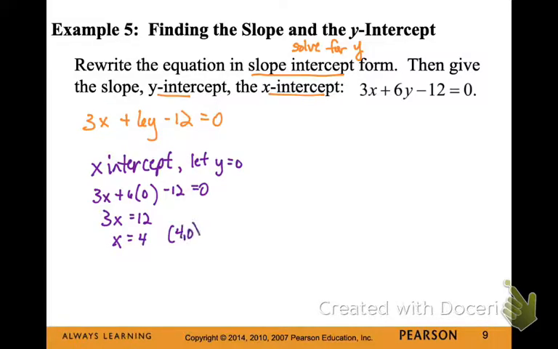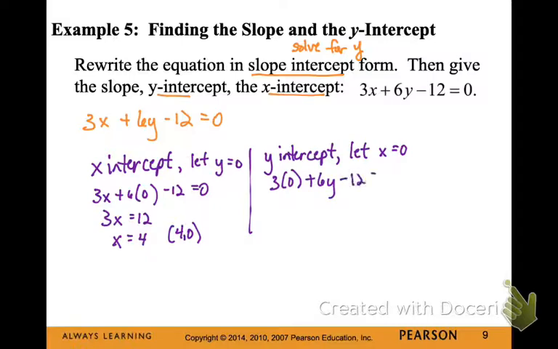So there's our x-intercept. Now remember, to find a y-intercept, we let x equal 0. So with that same equation, you plug in 0 for x and solve for y. So our y-intercept is 2, so the point (0, 2).